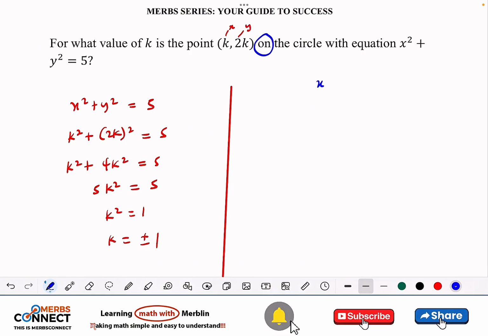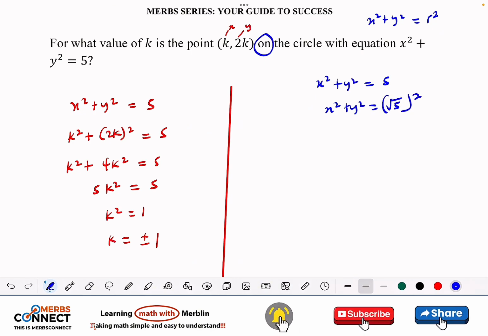So given x squared plus y squared is equal to 5, I want to write this one as x squared plus y squared is equal to r squared, right? So this is going to give us x squared plus y squared is equal to root of 5 squared. I just want to have square here. So it means that the center is 0, 0, and the radius is equal to root of 5.